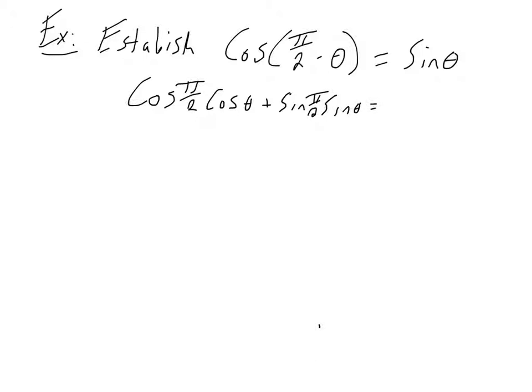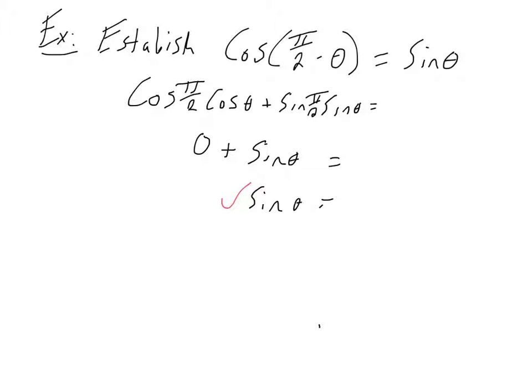Cosine pi over 2 is equal to what? Cosine's the x-coordinate on the point, so it's going to be 0, right? So this entire term is going to become 0. Sine pi over 2 is just 1, right? And so 1 times sine theta is just sine theta. So that's very quickly confirmed that that is true. So now I've shown that cosine of pi over 2 minus theta is equal to sine theta.